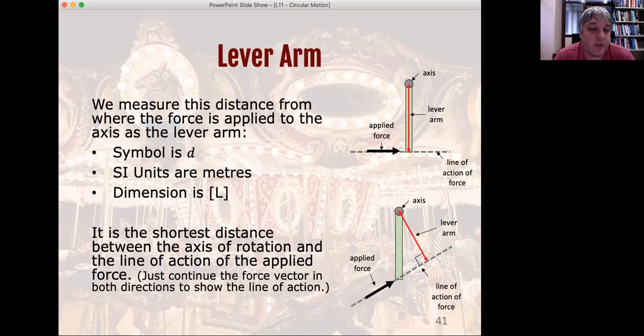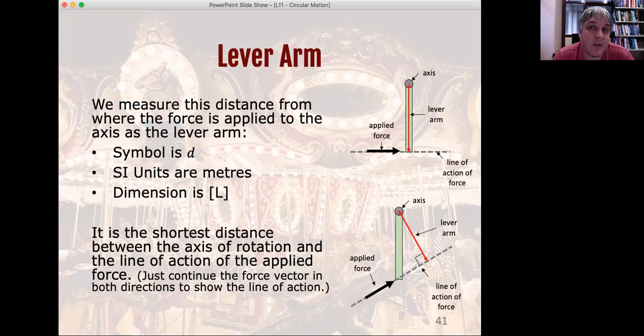If you are pushing perpendicular to your object, then generally the lever arm is just going to be the distance from the applied force. But technically, the lever arm is the shortest distance from the line of action of the applied force to the axis of rotation. You can see in that second diagram, the line of action is just the force vector continued in both directions, made into a big long line. The lever arm is the shortest possible distance from your axis to that line.